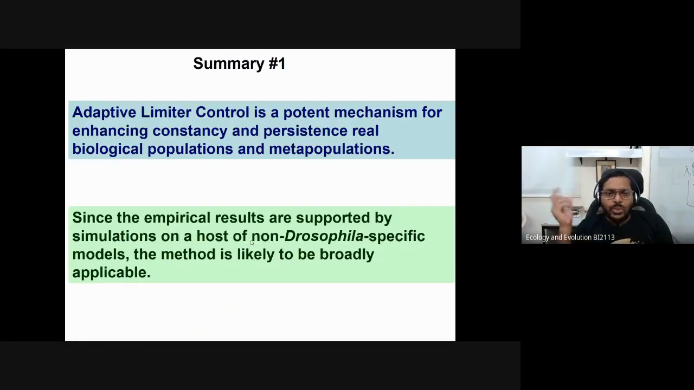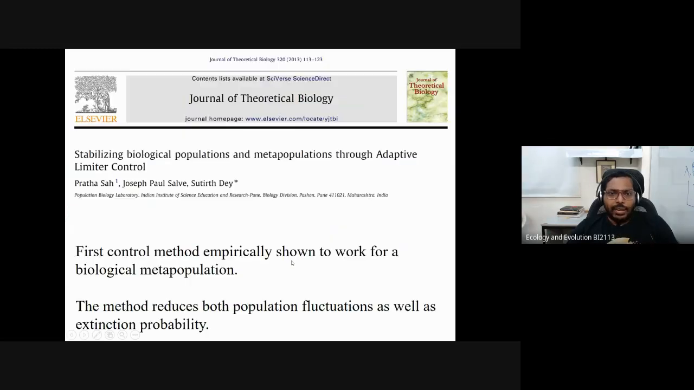So just to summarize, this particular method is a potent mechanism for enhancing constancy and persistence in real biological populations and metapopulations. And since our empirical results are being supported on a host of non-Drosophila specific models, I showed you the results from only one model, the Ricker model. We also did it on other models, and in all the models, the trends were pretty much the same. Therefore, we ended up suggesting that this is something that is likely to be very broadly applicable.